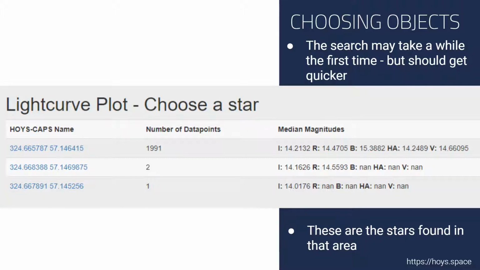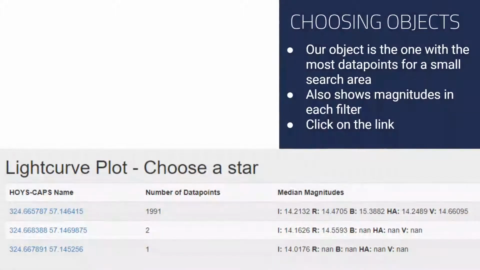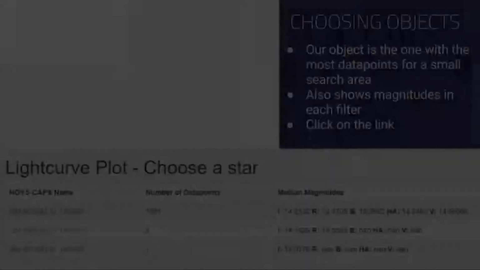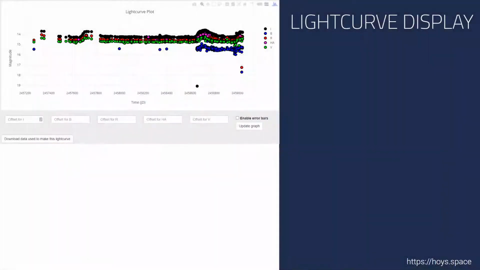So these are the stars found in that 5 arc second area. The top one has the most data points, so that is the one that we're probably going to be looking at. On the right hand side you can see the median magnitudes in each of those filters. So click on the top link. And this is the light curve displayed.